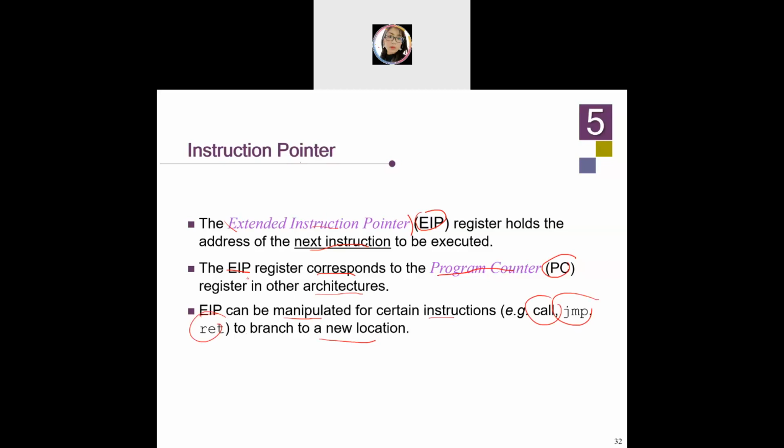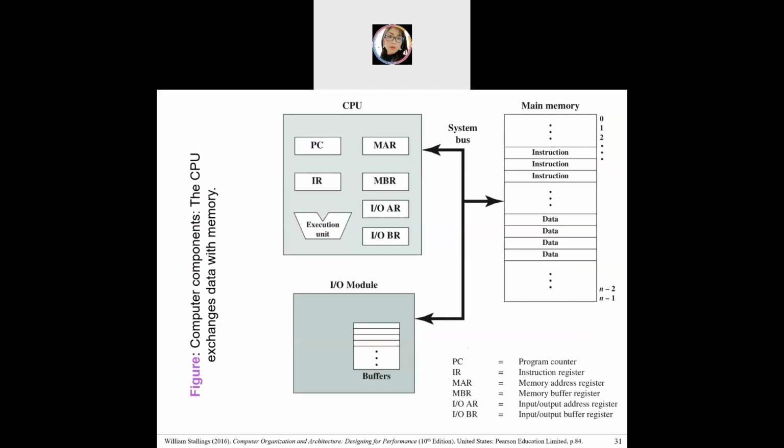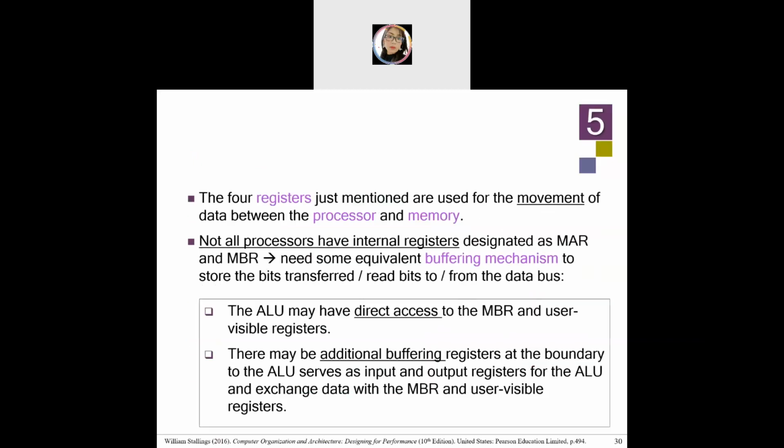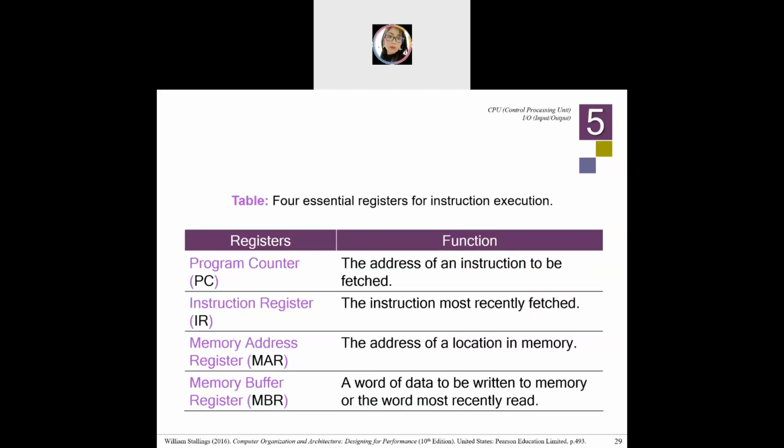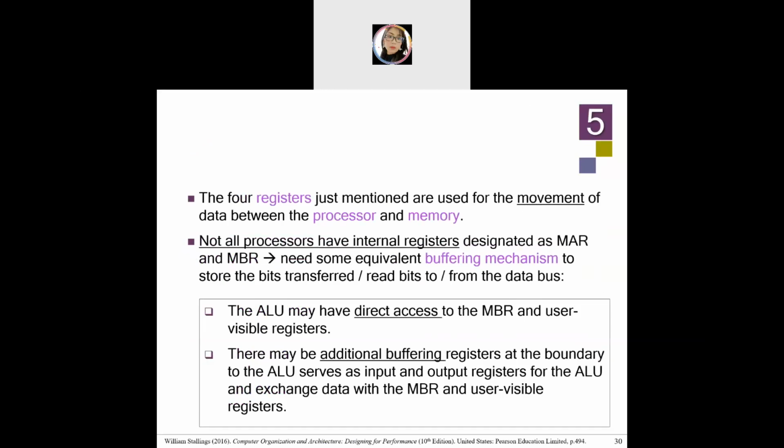So you have several pointers, which is EIP, extended instruction pointer, that you need to know, and it also has a correlation with your program counter. The program counter is also used when you play around with the jump statement.